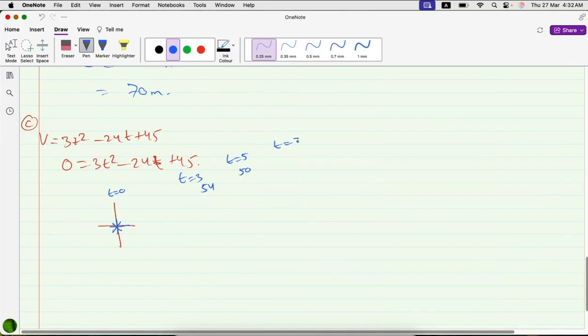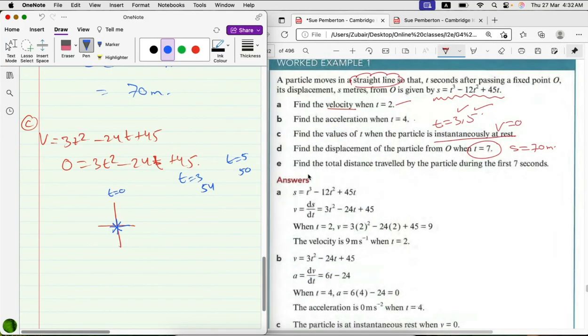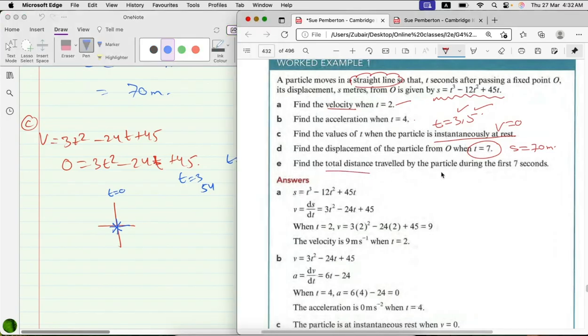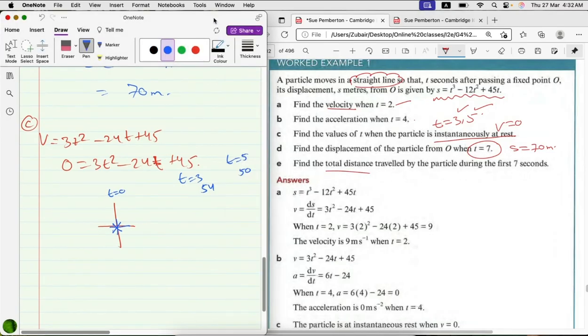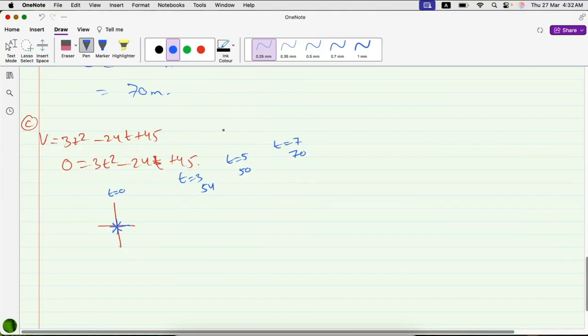And at time 7, displacement is 70. We already did that. Now the E part says find the total distance traveled in the first 7 seconds. I'll show you. At time 0, it is at 0. Agreed? This is the timeline. We are least bothered about 1 and 2. We are just bothered about where it stops.